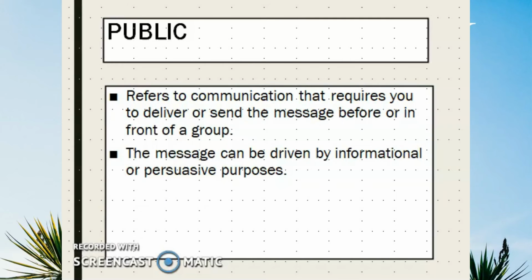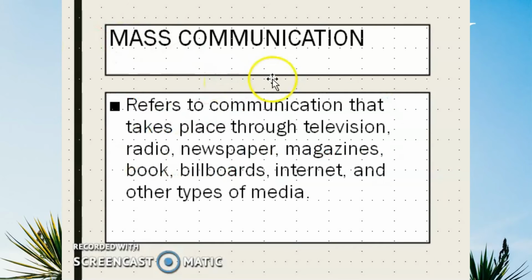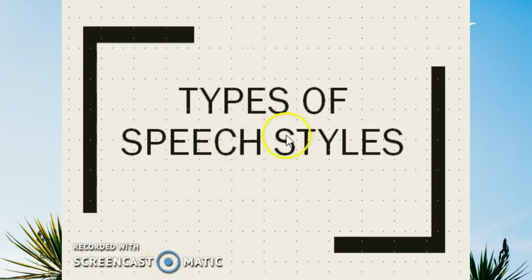Next, we have here mass communication. When we say mass communication, there is now the presence of mass media. It means that your audience are not just 10, not just 20, not just 50, but you can be seen all over the world. You can now inspire hundreds of people using your speech, and that is considered as mass communication. An example of these people are newscasters, writers, reporters, radio broadcasters. Those are mass communicators. So let us now proceed with the types of speech styles.